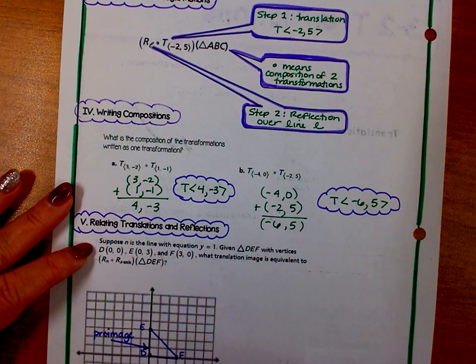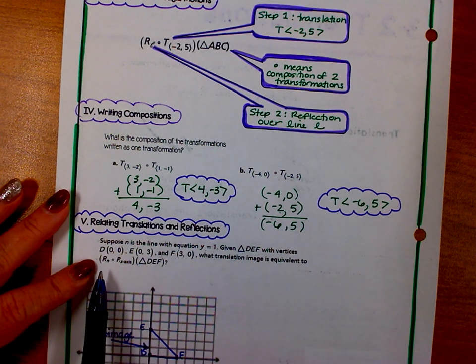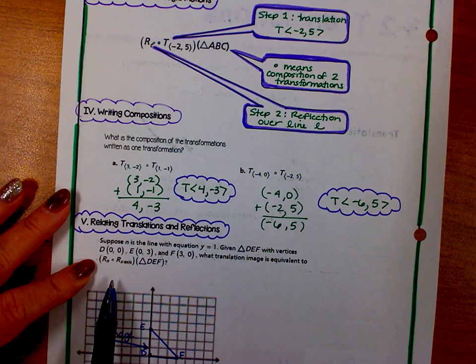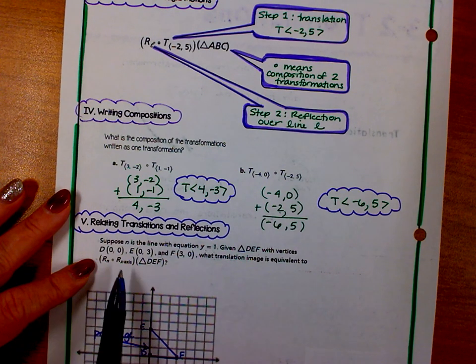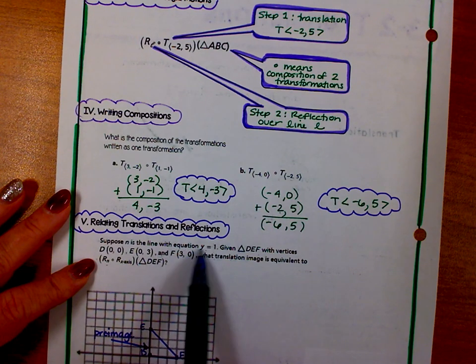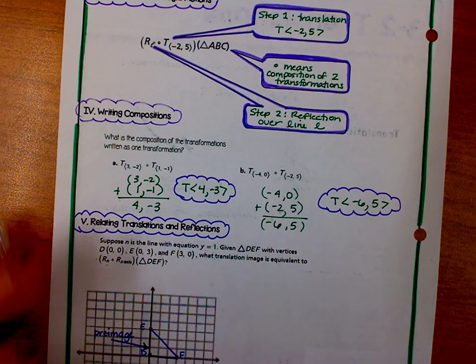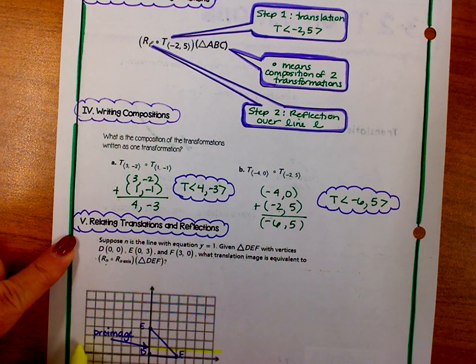Okay, we have a reflection over line N and a reflection over the x-axis. So we've got two different things happening here. And then we are told that line N is y equals 1. Right here it says N, and you may be wondering what N is. Well, we're told that the line N is the line with equation y equals 1. So let's go ahead and mark that. Y equals 1 is a line that's going to go right through here.